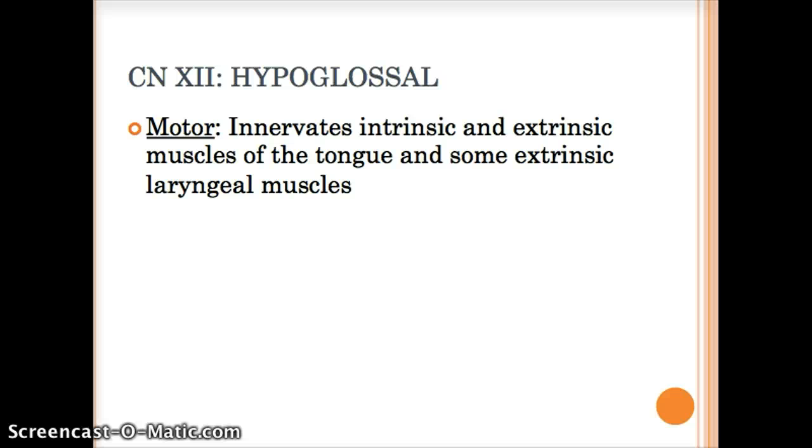So cranial nerve 11, this is the hypoglossal, and the motor innervates intrinsic and extrinsic muscles of the tongue and some extrinsic laryngeal muscles. Okay, so these are the cranial nerves that I'm going to ask you about on the exam that are specific to speech. So the ones that we've talked about, make sure you know which ones provide sensory information and motor information and what it provides that information for.